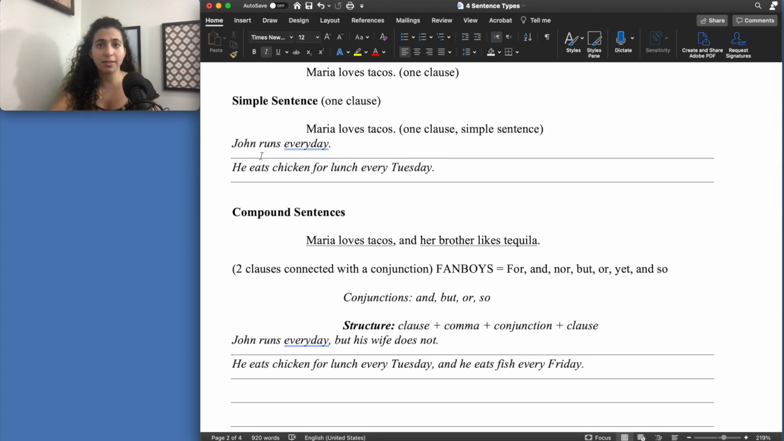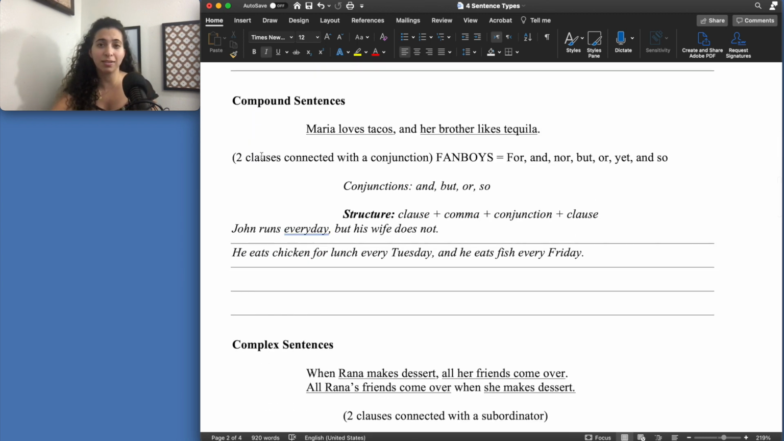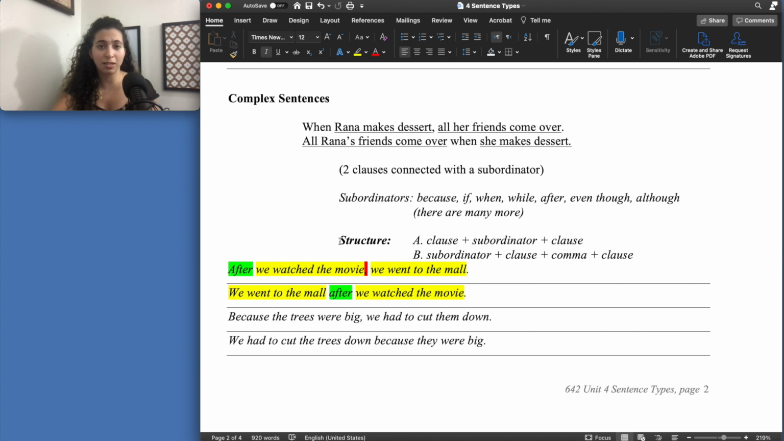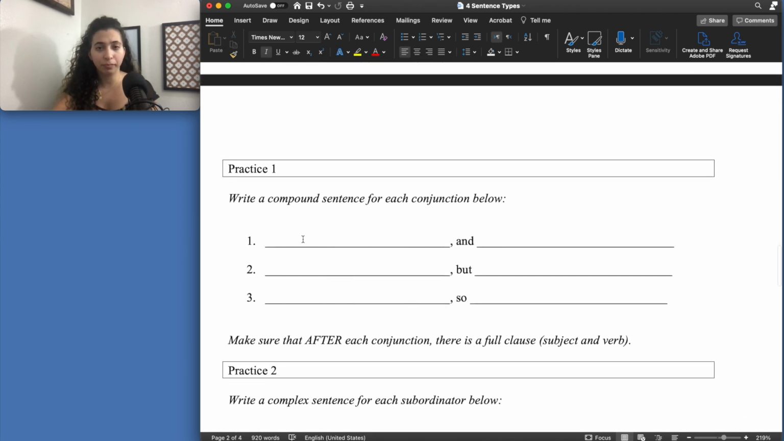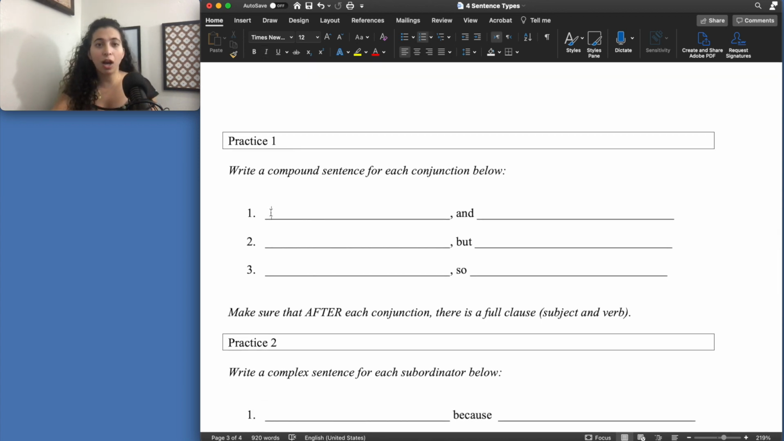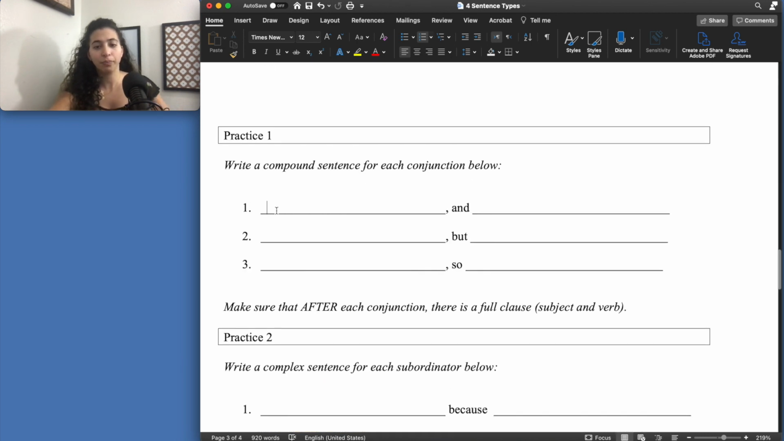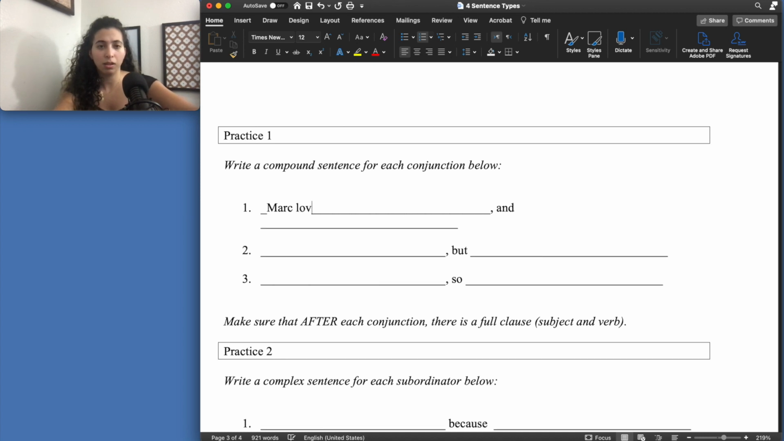You have the simple sentence, which is an independent clause. You have the compound sentence, which is two independent clauses put together with a conjunction. And then we have the complex sentence, which has a subordinator. Okay? So, let's go ahead and give this a try. Write a compound sentence for each of the conjunctions below. What did we say? Compound sentences, two independent clauses. Okay? So what do we have? Mark loves to drink water.